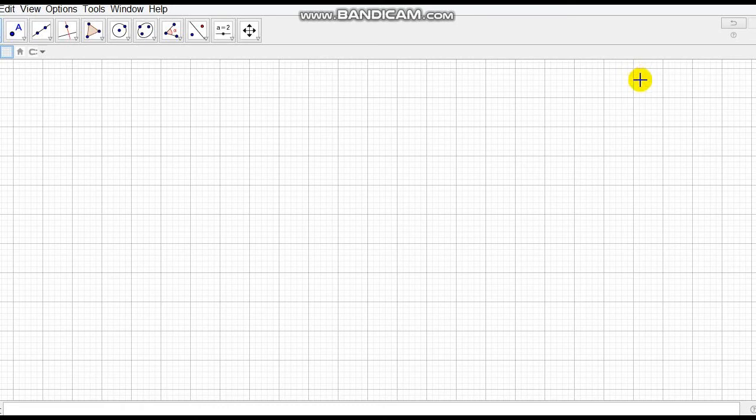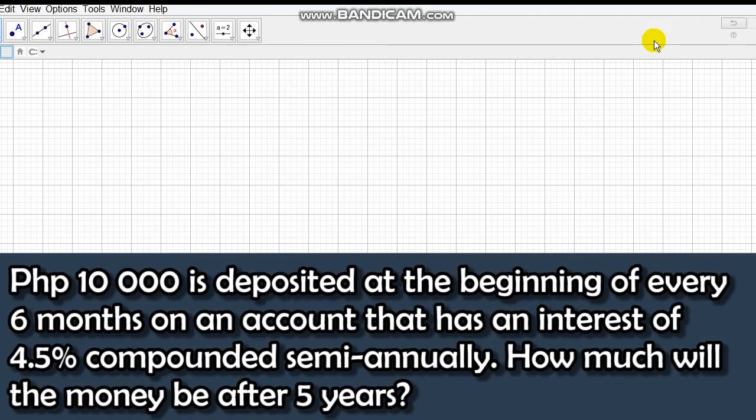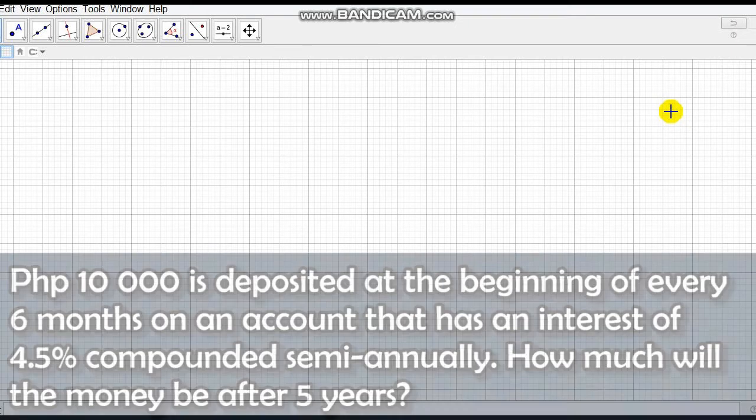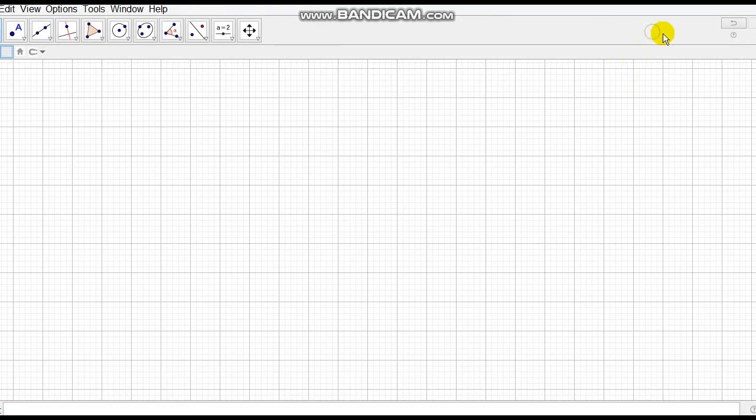Okay, let's have an example here. 10,000 pesos is deposited at the beginning of every 6 months in an account that has an interest of 4.5% compounded semi-annually. How much will the money be after 5 years? So we're talking about money that will grow in an account and will be deposited in the future. So this is a future value. So let's have FV, that's the future value.